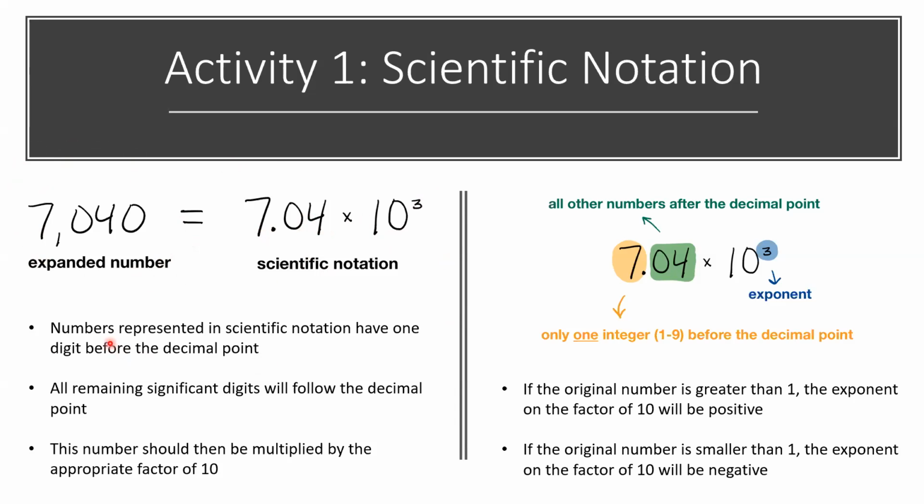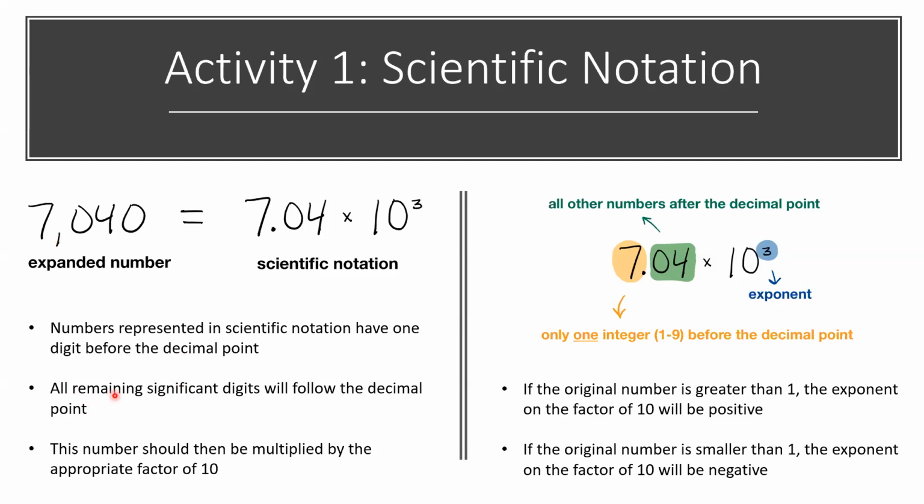So essentially here, you want to have one digit before the decimal point. So here you have your 7. So pretend your decimal point is here where my cursor is at. We have to move this decimal point 1, 2, 3 times to the left. So we get 7.04 times 10 to the third power. We move that decimal point 3 times to the left.